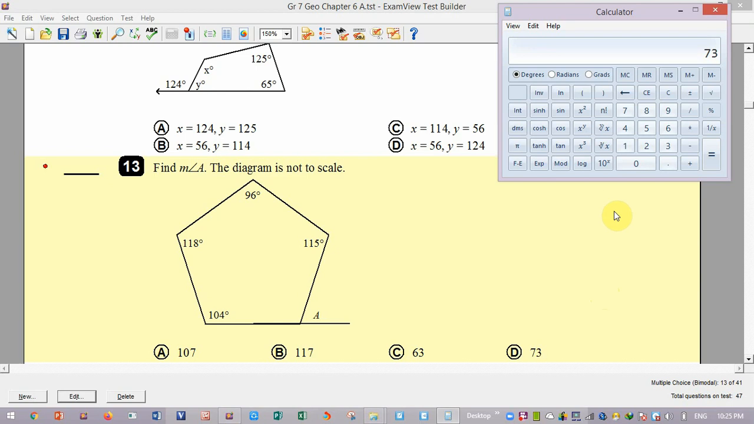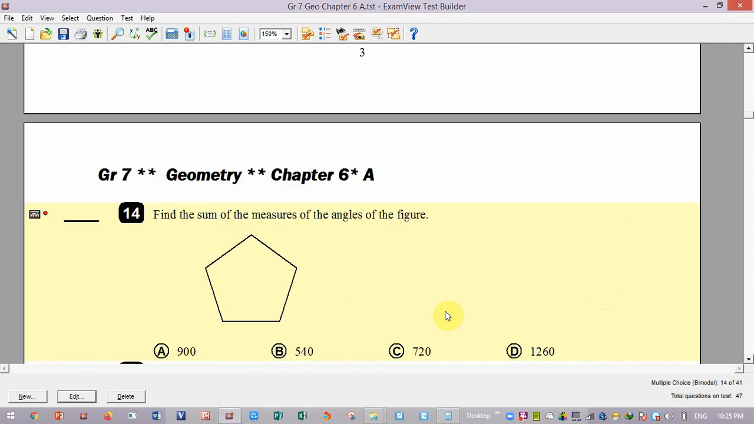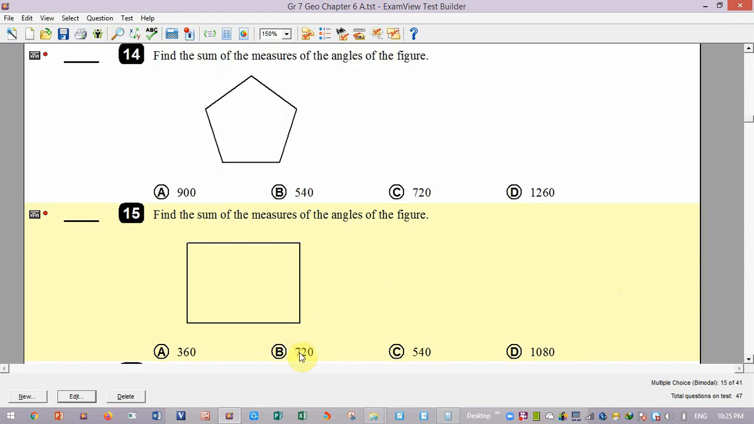Number 14. What is the sum of measures of angles of this figure? 1, 2, 3, 4, 5. 5 minus 2 times 180. It will be 540. What's the sum of measures of this figure? 4 sides. 4 minus 2 times 180, which means 2 times 180 is 360.